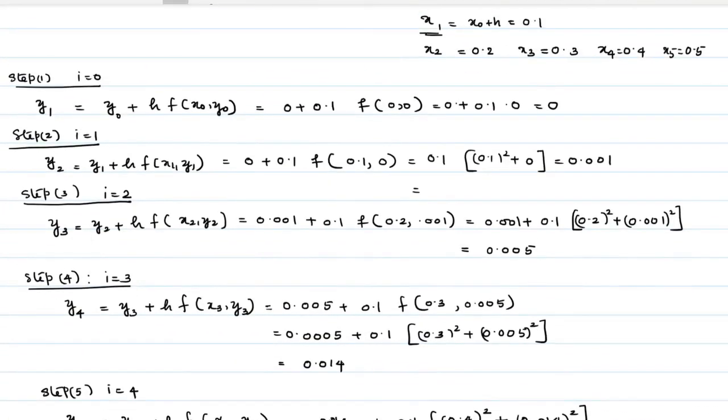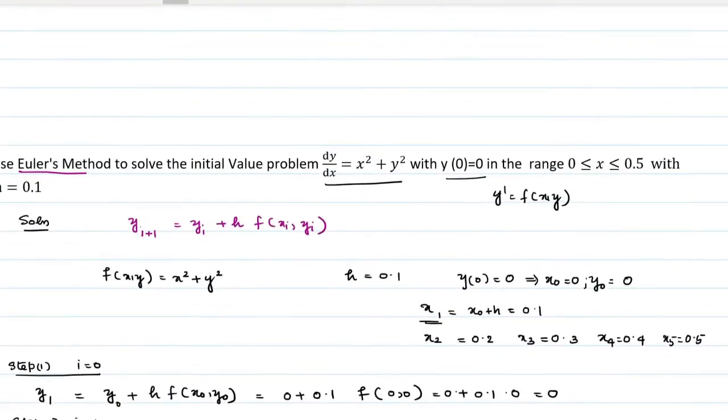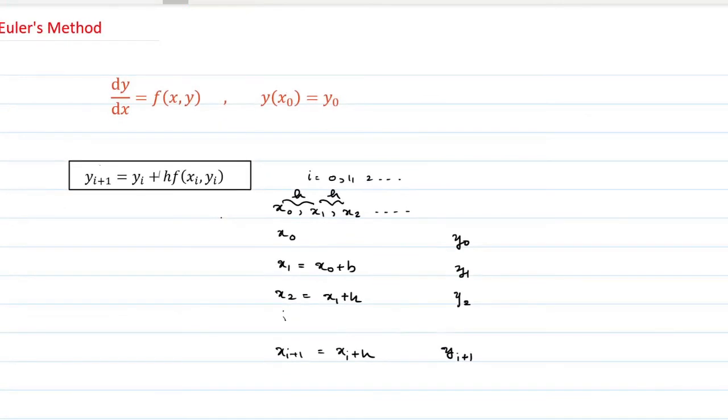So using Euler's method, we can find the solution of the ordinary differential equation dy by dx is equal to f of xy.